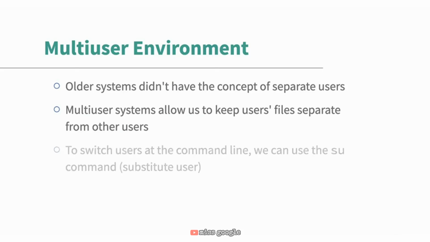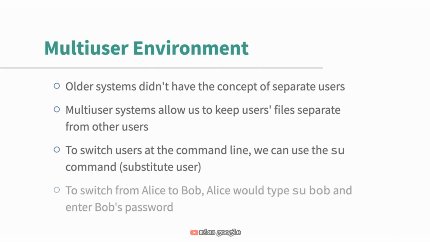At the command line, we can switch between users with the su command, which is variously referred to as set user, switch user, or substitute user. To use su, we write that command followed by the name of the user we want to switch to, and then we'll need to provide the password for that user. One of the most common uses for switching users at the command line is to do some system administration tasks.